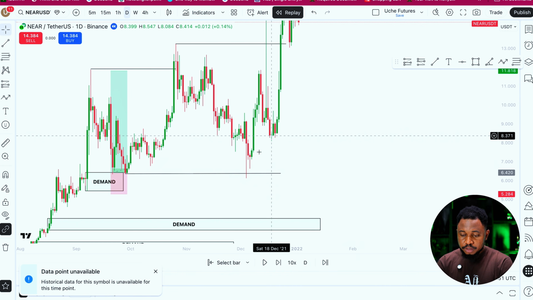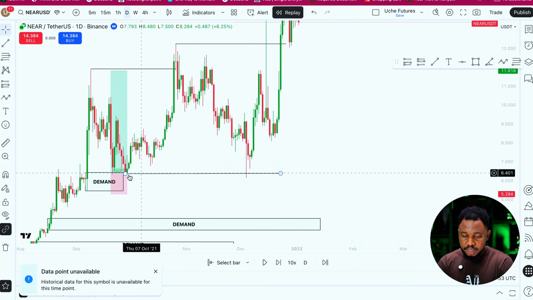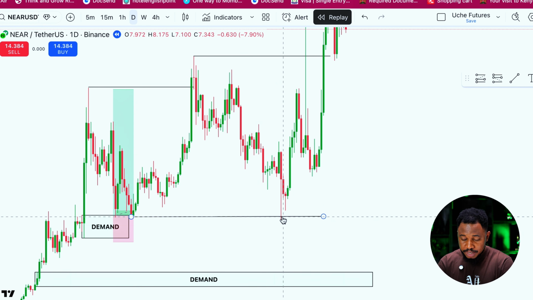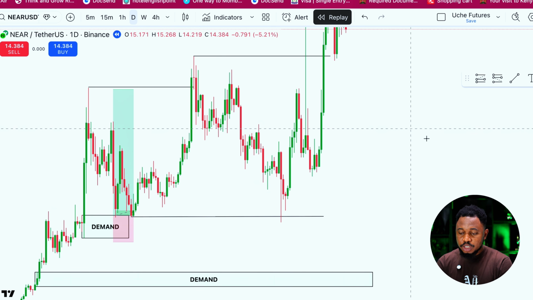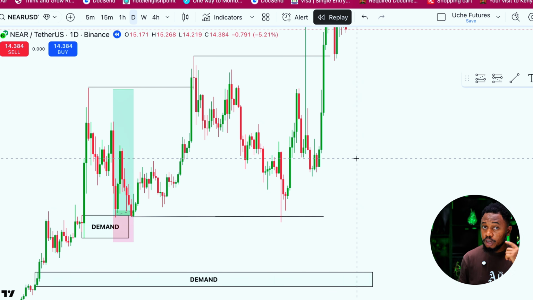Now what you can notice is we came down again to this area here. You can see we came down to this area here, and we had a very good entry to the upside, but this here is not a potential trade. Now why did I say it's not a potential trade? One thing you need to understand is you need to focus on one tap.